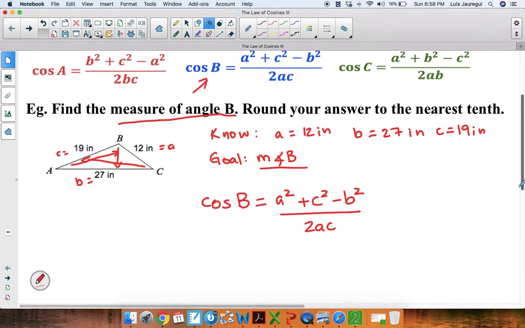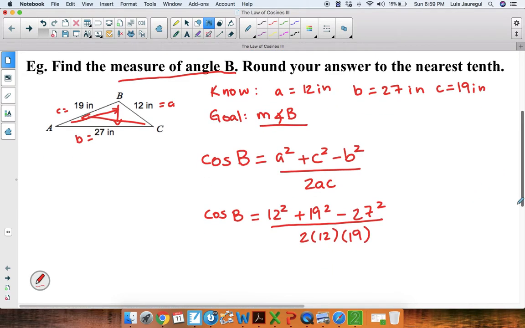And we can substitute in the values. We don't know the value for the measure of angle B. In fact, that's what we're looking for, so we're going to just leave it as cosine of B. And that is equal to a squared. Well, a is 12, so a squared becomes 12 squared, plus c squared. Well, c is 19, so c squared is 19 squared, minus b squared. Well, b is 27, so b squared is 27 squared. All over 2 times a, which is 12, so 2 times 12, times c, which is 19.